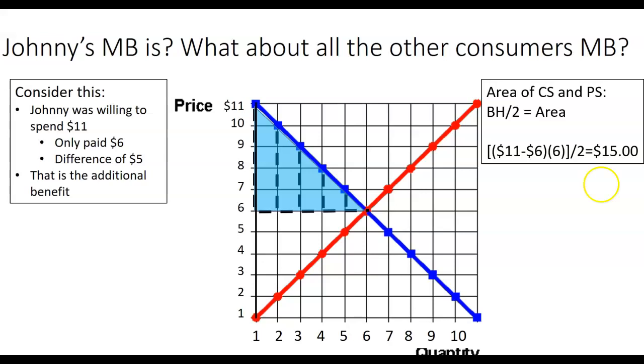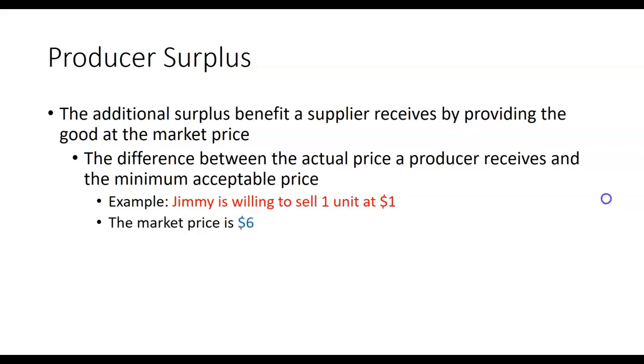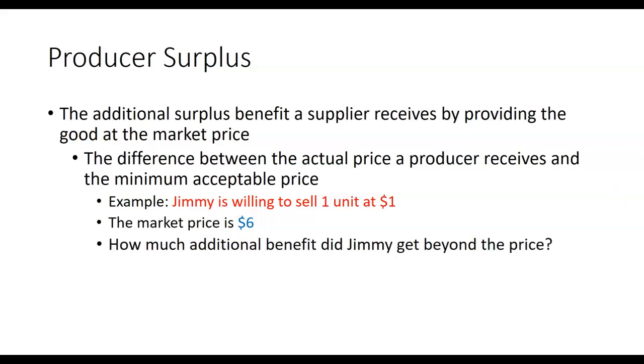That's it. How about producer surplus? The additional surplus benefit a supplier receives by providing the good at the market price. It's the difference between the actual price a producer receives and the minimum acceptable price. Again, how do we know that minimum price? The supply curve. Are they willing to produce it? So we got Jimmy. Jimmy says, I'm willing to sell this good at $1. I get to sell it at a market price of $6. How much additional benefit did Jimmy get beyond the price? In order to cover the cost, they needed to charge $1. They're able to charge $6. They get an extra $5 of benefit.